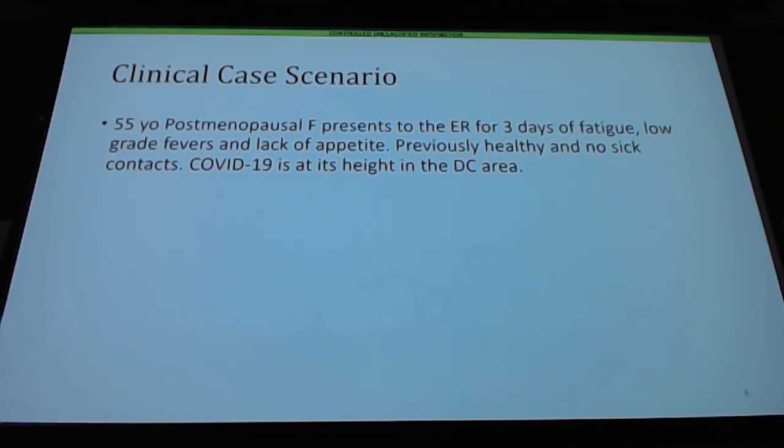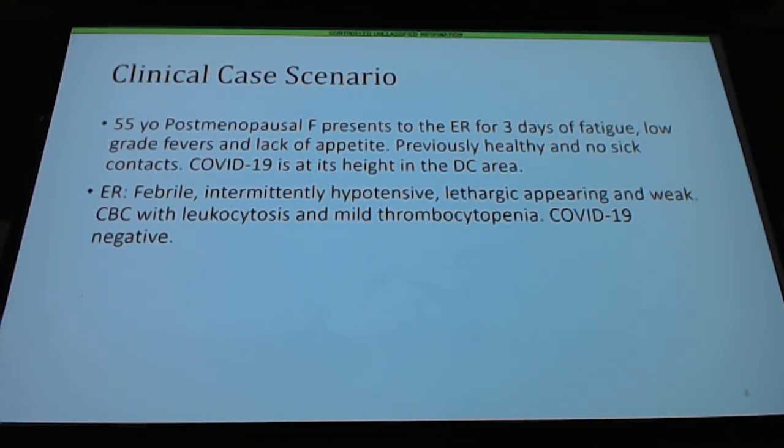So she came in with these symptoms for 3 days. In the ER, she was febrile, intermittently hypotensive. She was lethargic appearing and appeared very weak. Her CBC showed a leukocytosis and a mild thrombocytopenia, and her COVID-19 test was negative at that time.